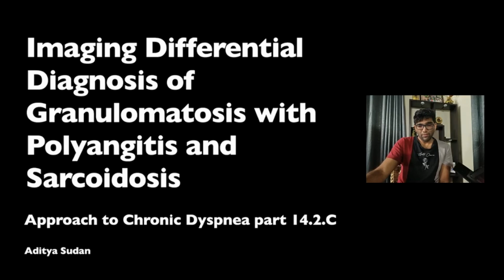In this video, I'll be discussing the imaging differential diagnosis of granulomatosis with polyangiitis and sarcoidosis. In the previous video, we compared these two entities and talked about their specific imaging findings. This is part 14.2c in an approach to chronic dyspnea.